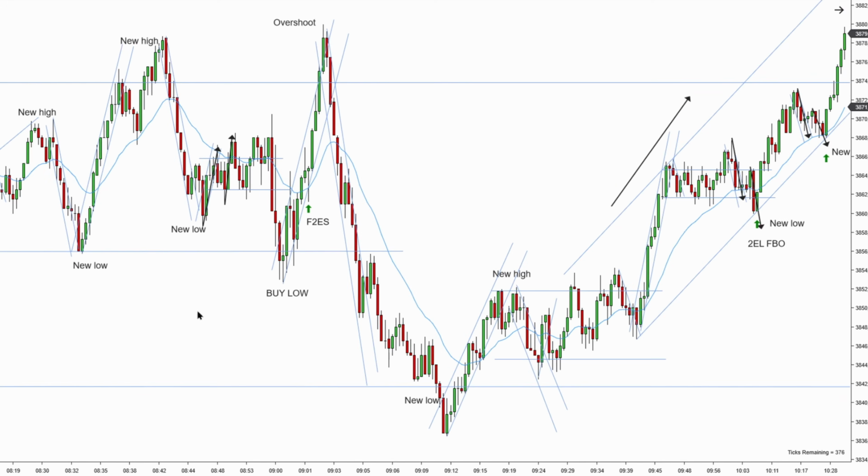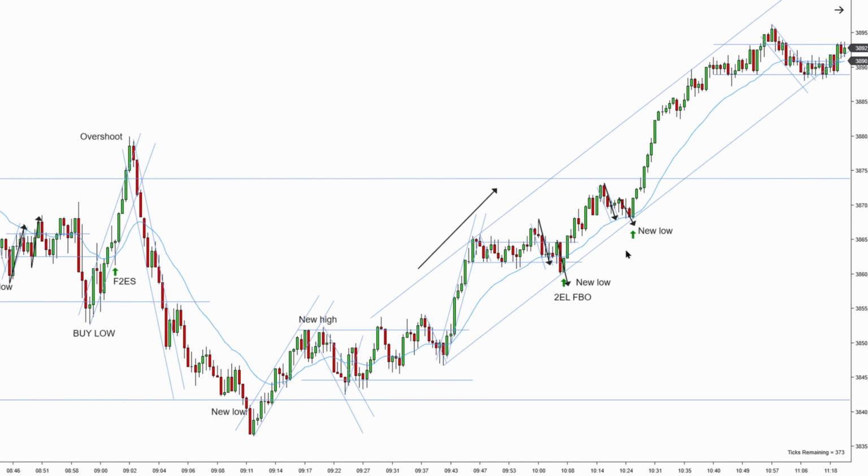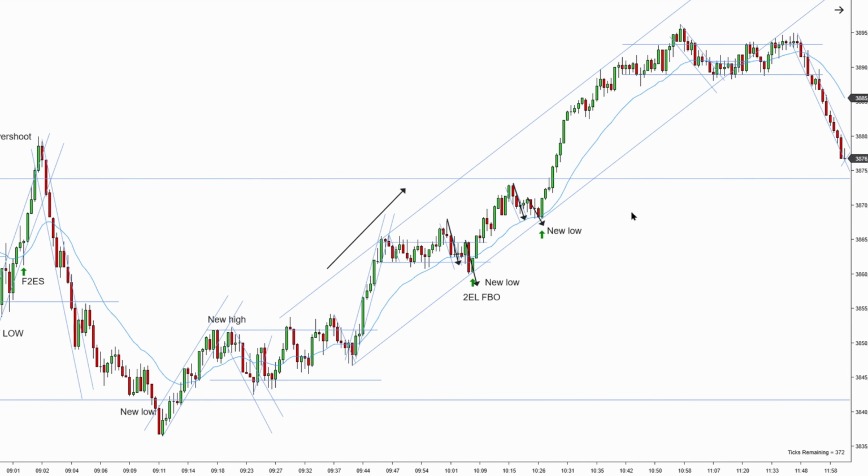You don't need much. Notice you have a nice failed second entry short here, 13 points worth of a runner. You have a nice two-legged pullback here, and look at the gigantic run you could have gotten. So you don't really need much. You don't need to be overtrading.